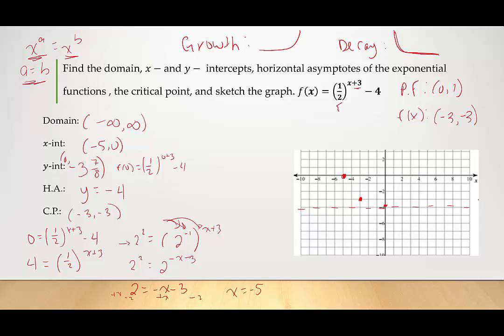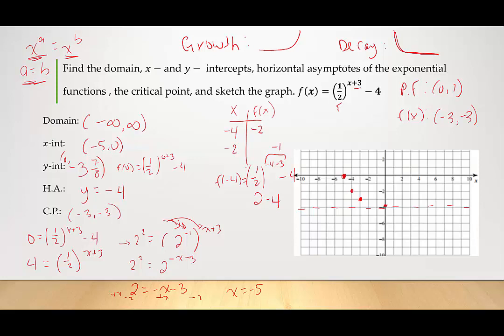If you want to do 2 more points, since we already have 3 points, we only need 2 more. If you feel comfortable with these 3 points, you can probably just connect those with a nice smooth curve. I'll plug in -4 and -2. If I plug in -4, f of -4 is 1/2 to the -4 plus 3, minus 4. -4 plus 3 is -1, so this is 1/2 to the -1, the reciprocal of a half, which is 2. And 2 minus 4 is -2. So we have a point at (-4, -2).